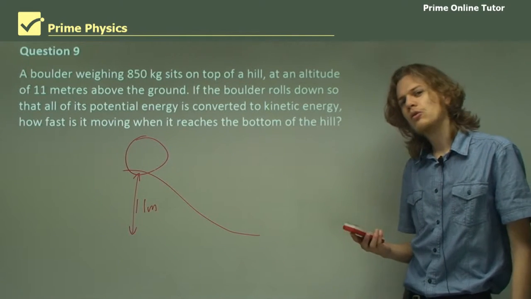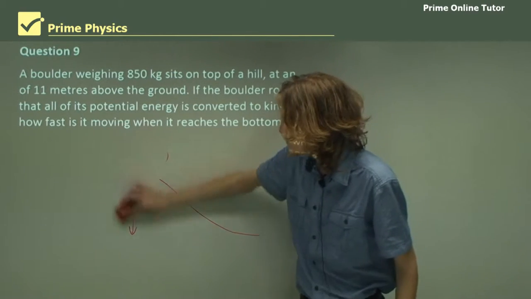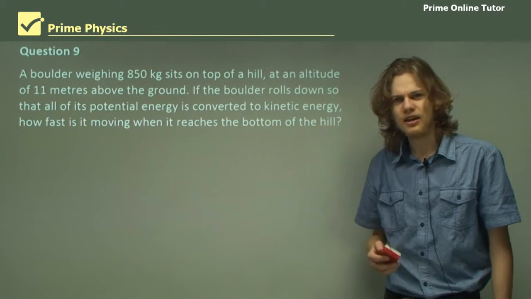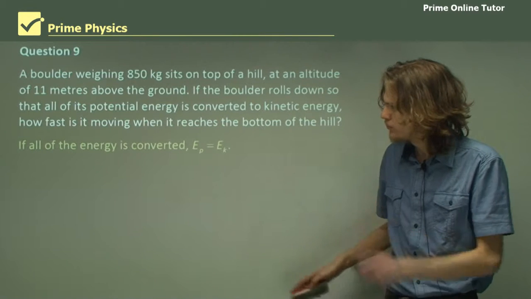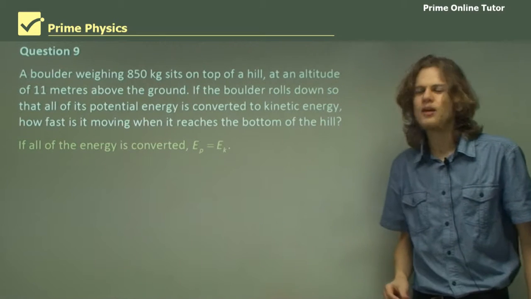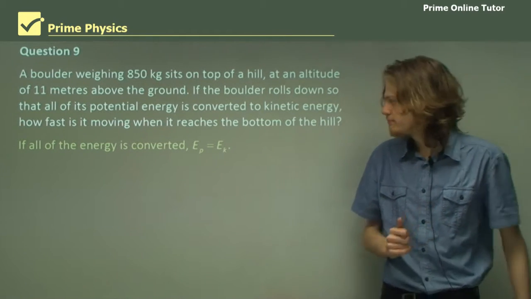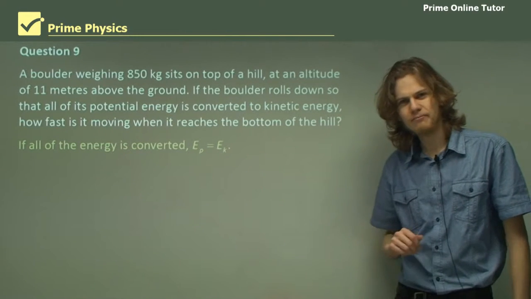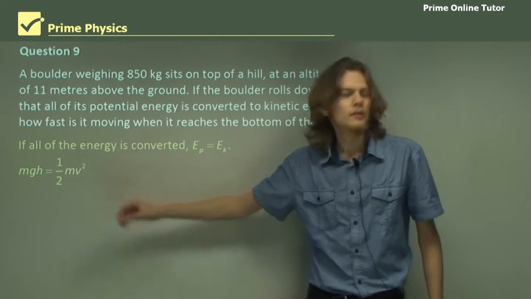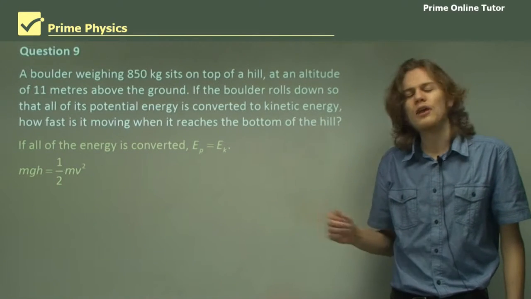So in this case, we're looking at changing potential energy into kinetic energy, right? Now the question says we change all of the potential energy into kinetic energy. So what does that mean? It means that EP equals EK, right? Initial potential energy equals final kinetic energy. What's our equation for kinetic energy? That's right, half mv squared. So our gravitational potential energy, mgh, equals half mv squared.